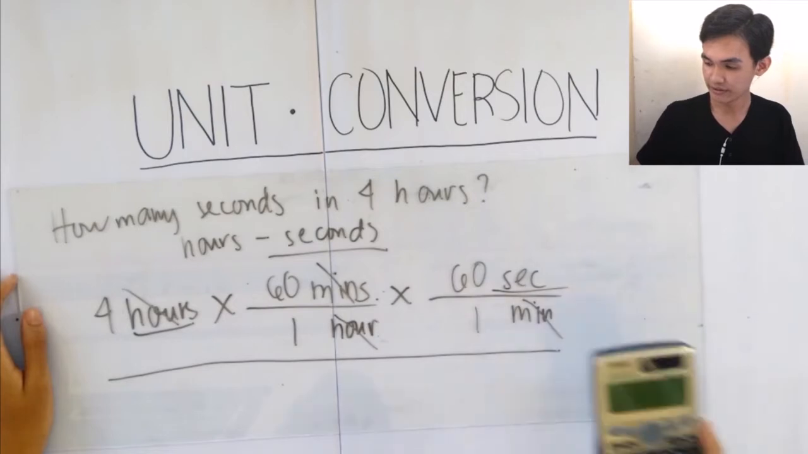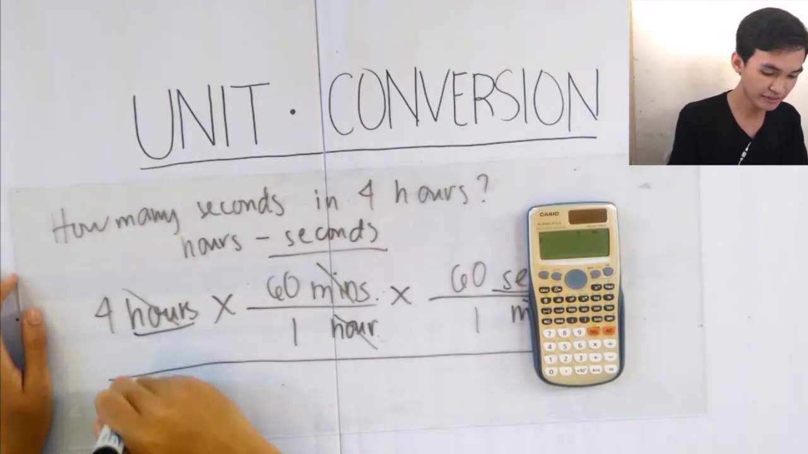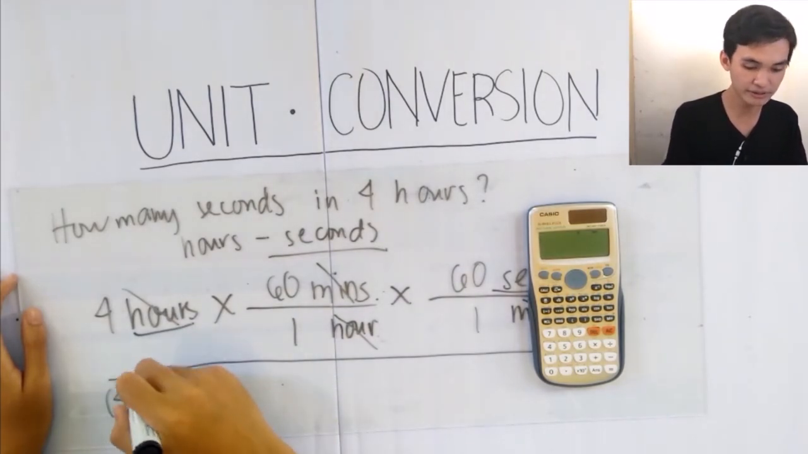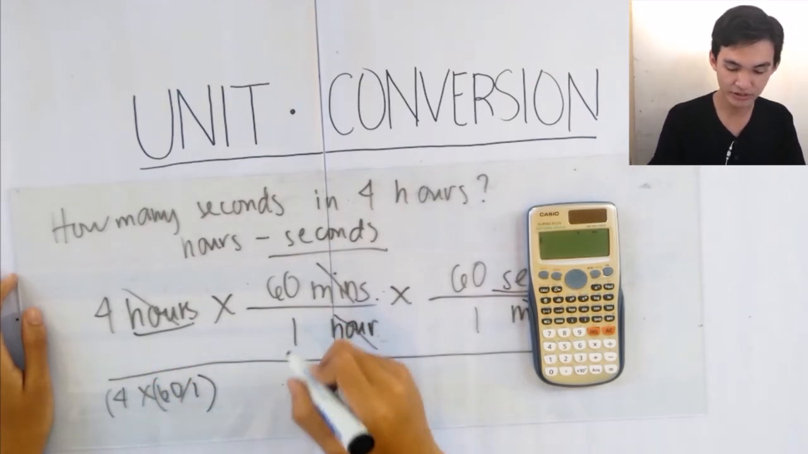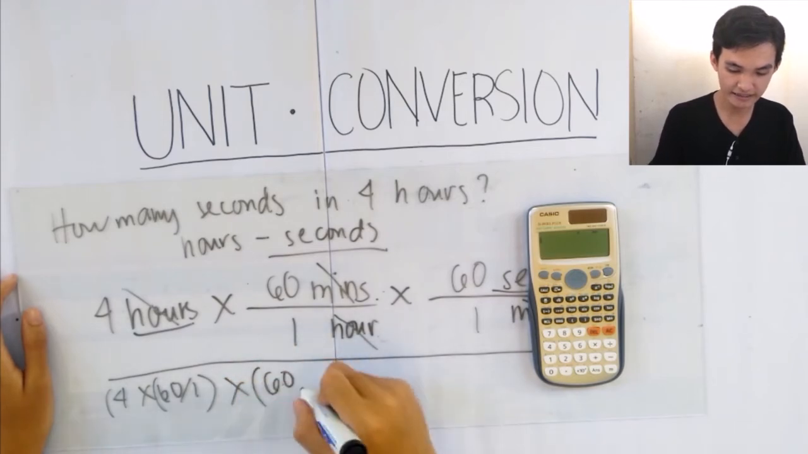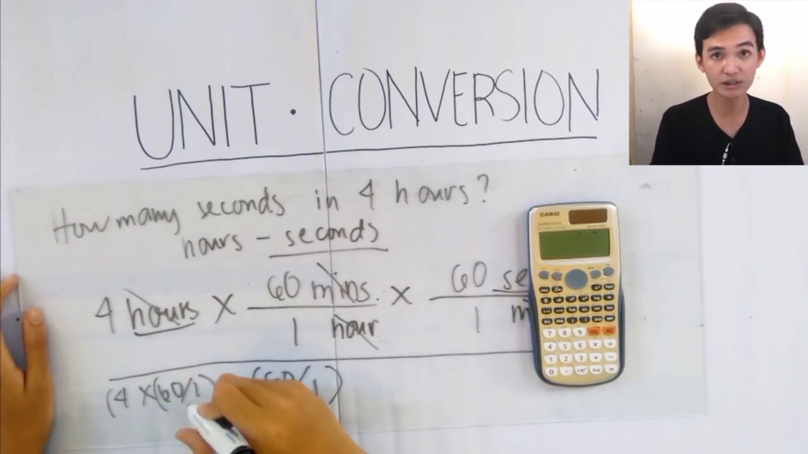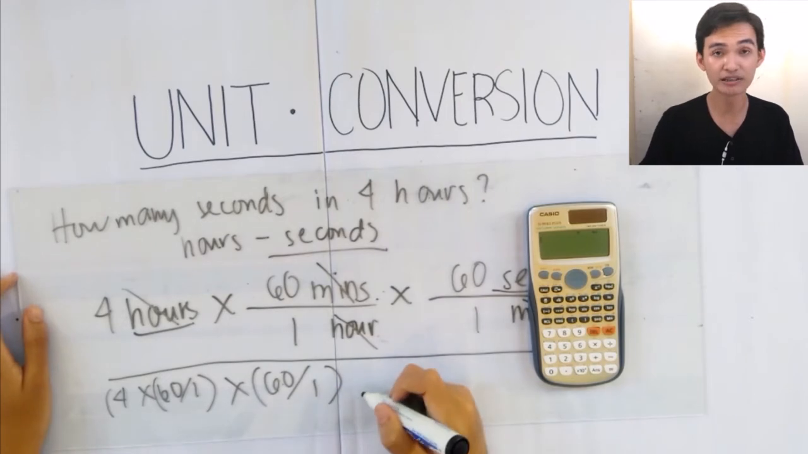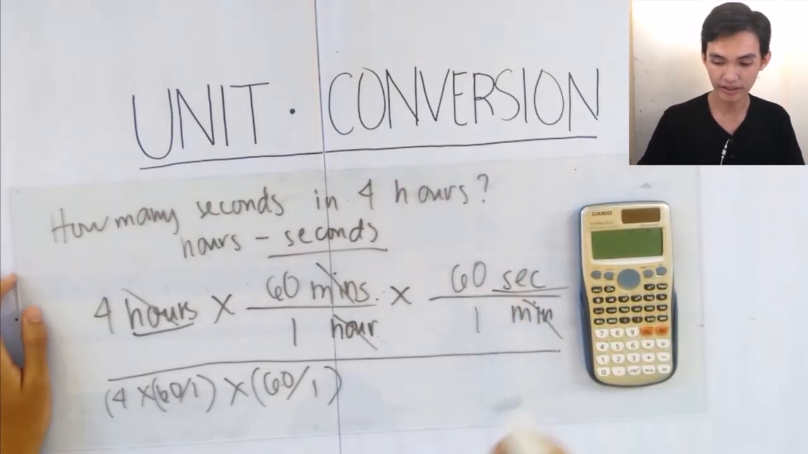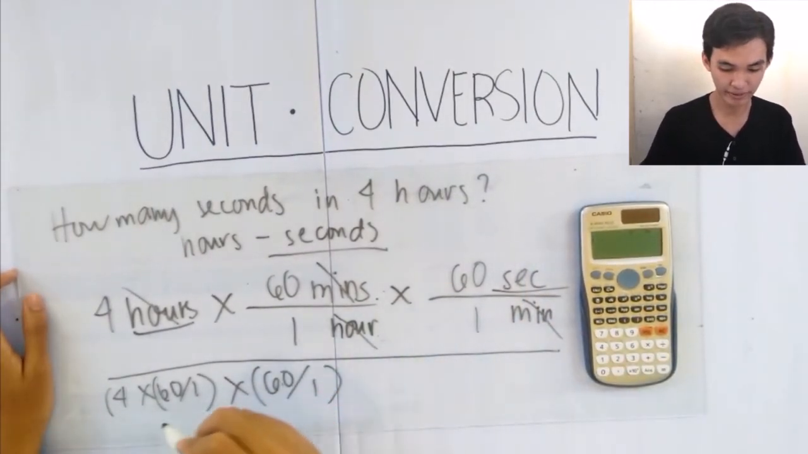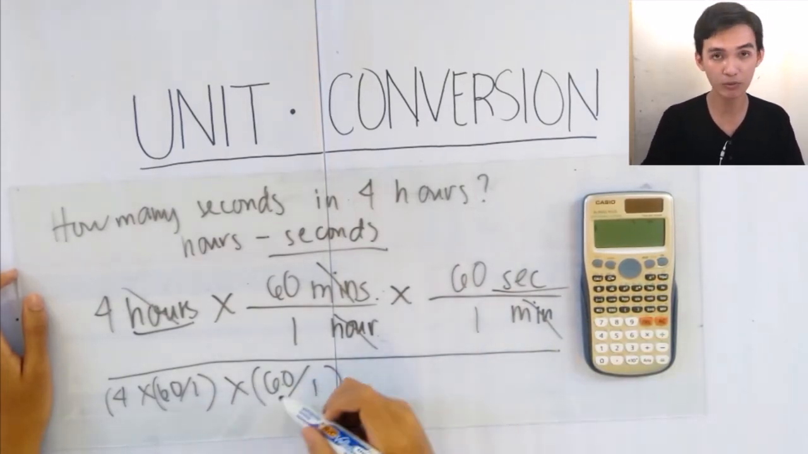So in inputting in your calculator, you will have the equation 4, which is 4 hours, times 60 divided by 1, and 60 times 60 divided by 1. Again, why do I really need to write 1? It is because 1, or the denominator, is not always 1. So it could be 2 or 30 in some instances. So that's why we need to write it for you to remember. And again, 60 divided by 1 is 60, and 60 divided by 1 is 60.